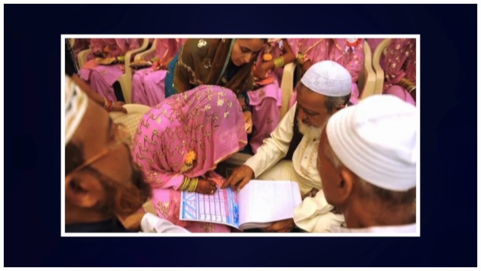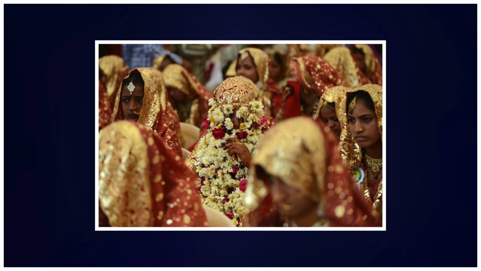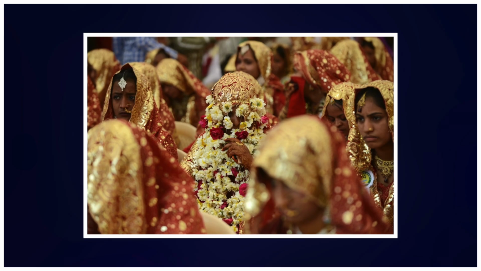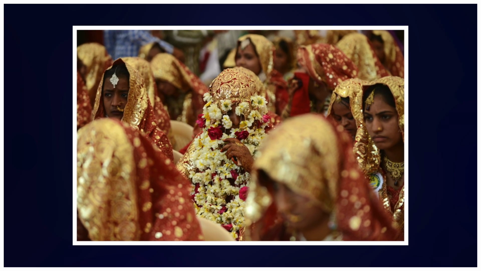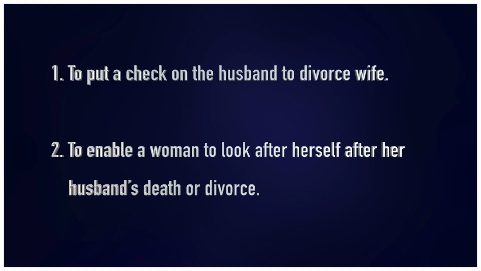Meher or dower is a practice associated with Muslim marriage. Dower is the sum of money or other property which a wife is entitled to get from her husband in consideration of marriage. Dower is imposed upon the husband as a mark of respect for the wife. Its main purposes are: firstly, to put a check on the husband to divorce the wife. Secondly, to enable a woman to look after herself after her husband's death or divorce.